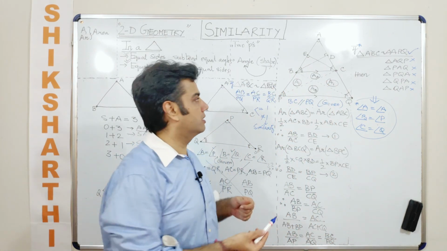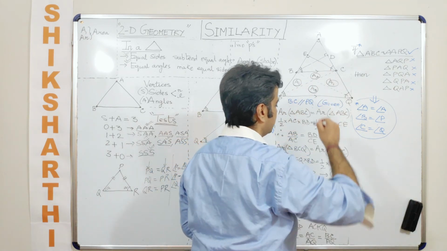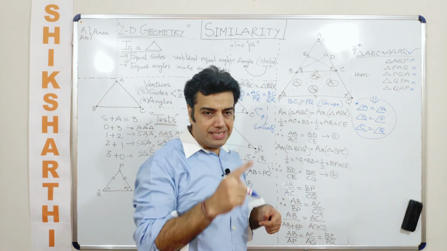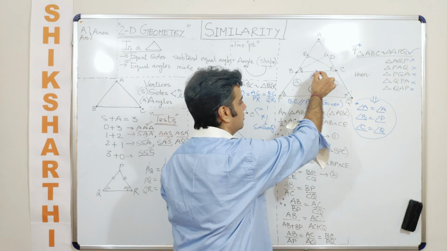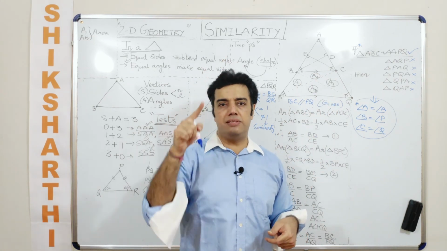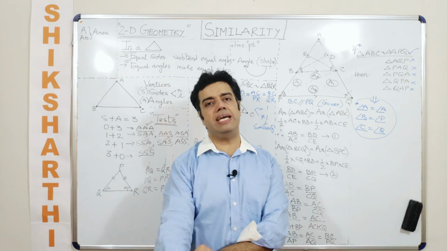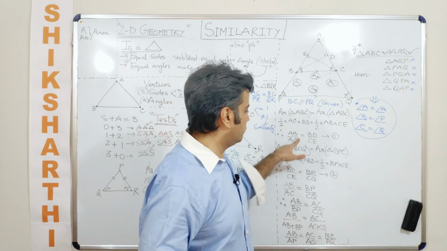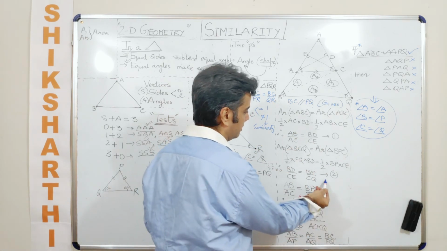Which property am I using? These two triangles have the same base, which is BC, and they have the same height. Why do they have the same height? Because between two parallel sides, the perpendicular distance remains the same. So you will have a common height. This is what I have used. So I made one equation.